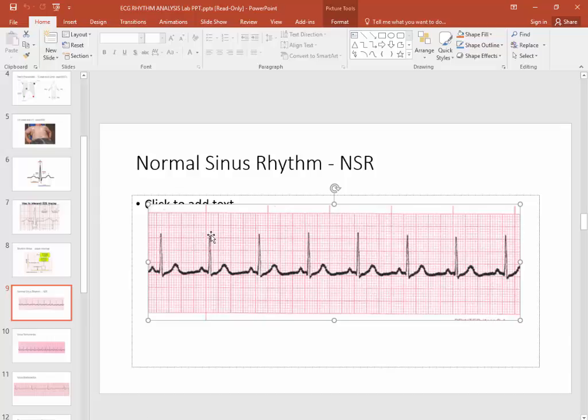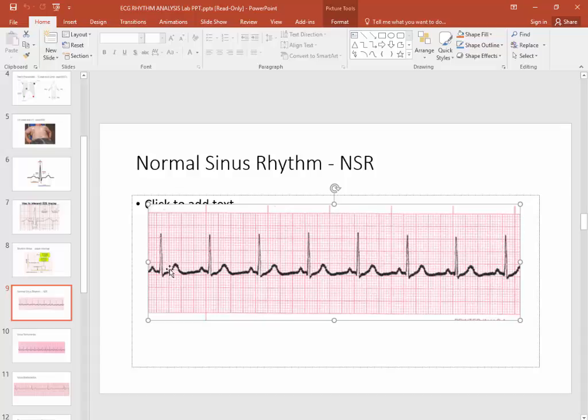So we said 5 of these was equal to what? To 1 second. So if I start here, this is 1 second, 2, 3, 4, 5, 6, right? So that would be 6 seconds, correct? 1, 2, 3, 4, 5, 6. I'm counting the large boxes. Between these two lines is one large box, right? So we have 6 of those.